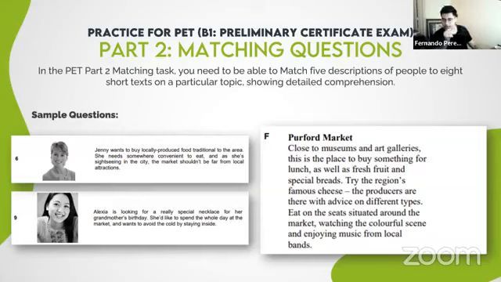What can we buy in this place? Something for lunch, as well as fresh fruit and special breads. Excellent.